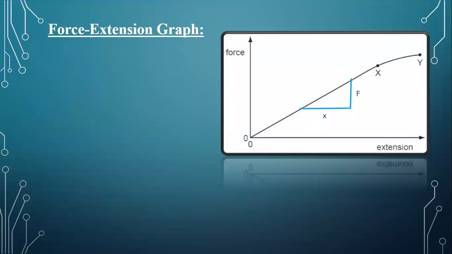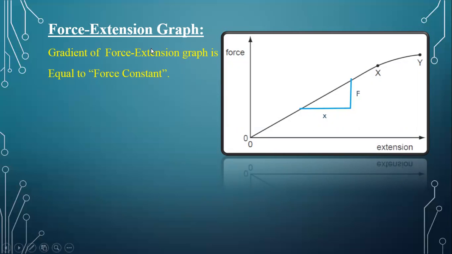To determine the value of K, we have to determine the gradient of the force extension graph. With the help of the gradient of the force extension graph, we can determine the value of force constant or spring constant. So here K is equal to F over X, where F is the change in the y-axis, and X is the change in the x-axis, which is also known as extension. So this gradient is also equal to the spring constant.